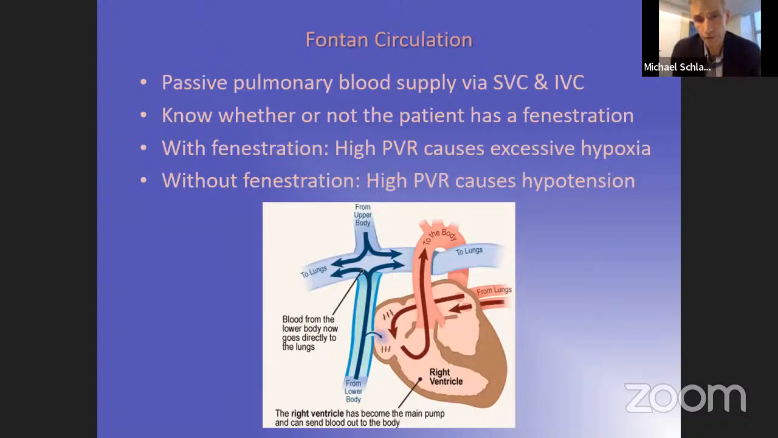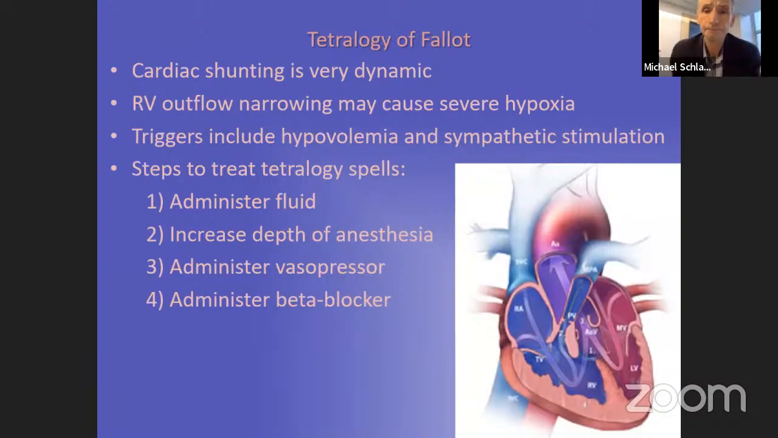In the absence of a fenestration, however, a sudden increase in pulmonary vascular resistance will cause hypotension, which is actually a lot more dangerous because blood cannot easily cross the pulmonary system, the common ventricle empties out, and the stroke volume goes down. So those two things need to be distinguished, and it's important that before you start an anesthetic you know whether or not this patient has a fenestration. Next slide.